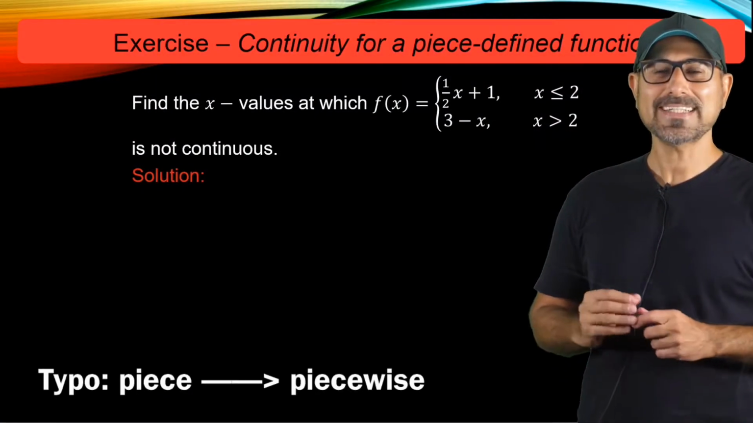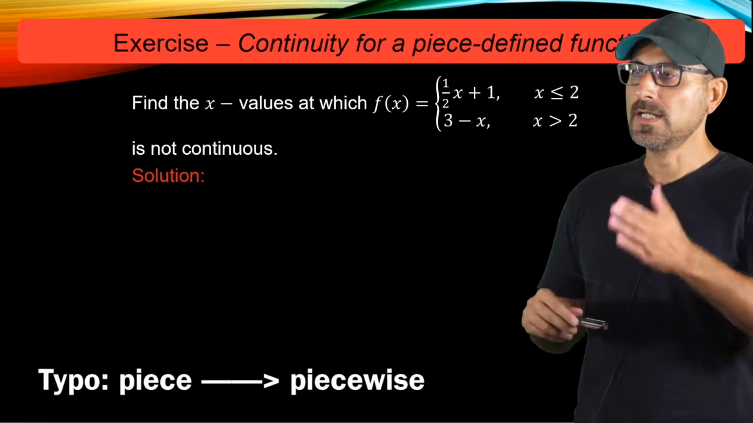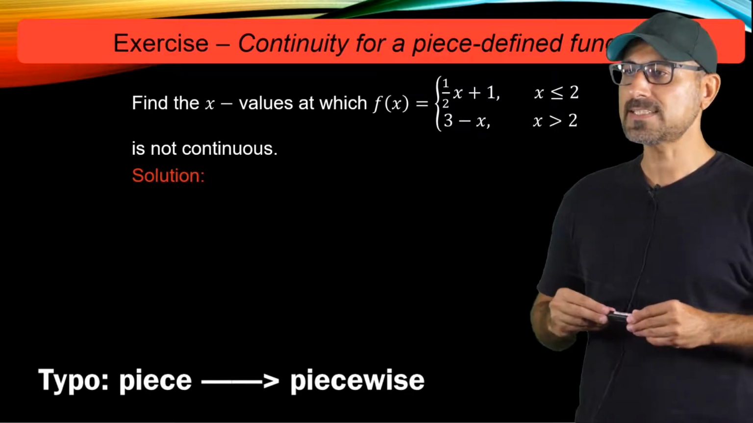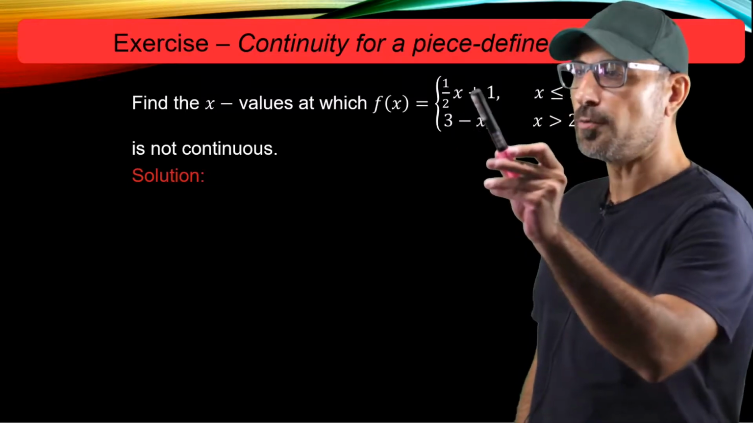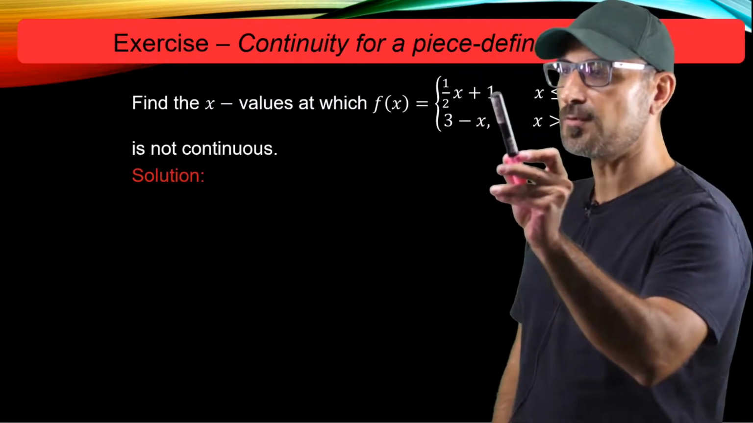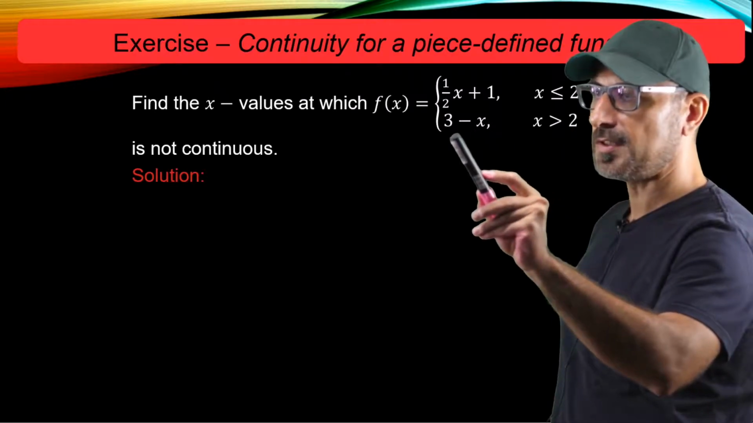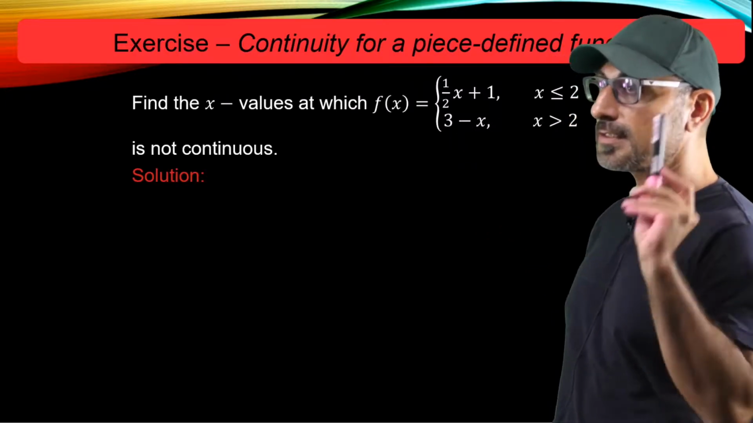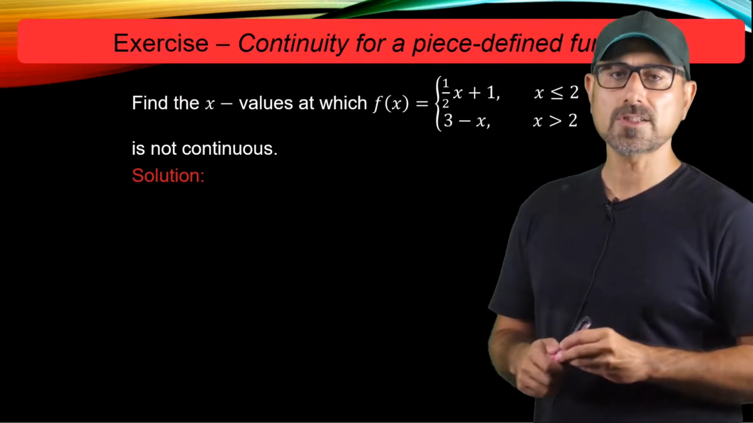Hello, welcome back. In this video, we're going to investigate the continuity for the given piecewise function. As you see, each piece is a polynomial. This is 1/2 x plus 1 whenever x is less than or equal to 2. And then this piece is another polynomial, 3 minus x, whenever x is greater than 2. We have three conditions to check.